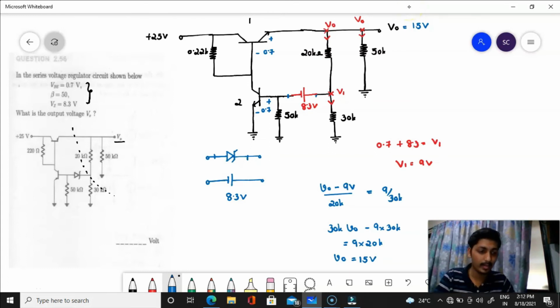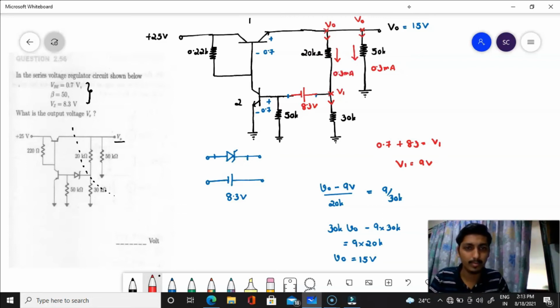Now we will check the current also. If we see here, the current is 15 divided by 50, which is nothing but 0.3 milliamps. Here it is V0 minus V1, that is 15 minus 9 divided by 20. It's also 0.3 milliamps. So these two are 0.3 milliamps, and this string will be 0 milliamps because it will cancel each other. V1 divided by 30 is also 0.3 milliamp.